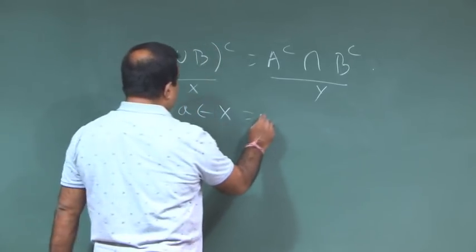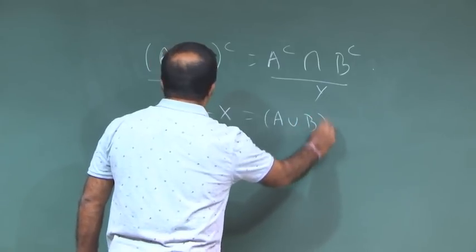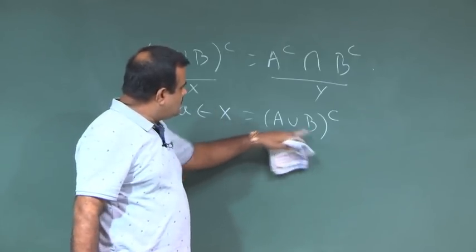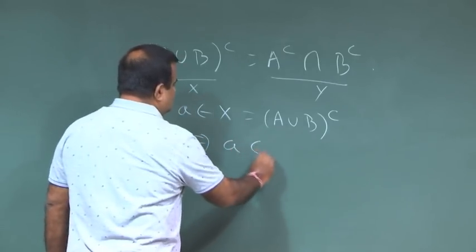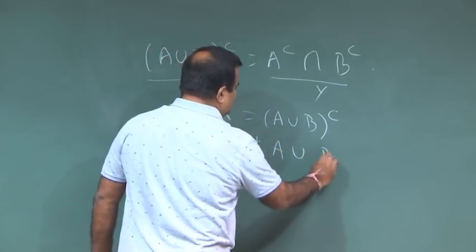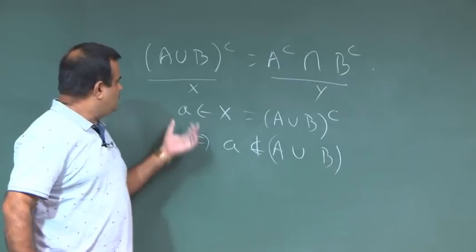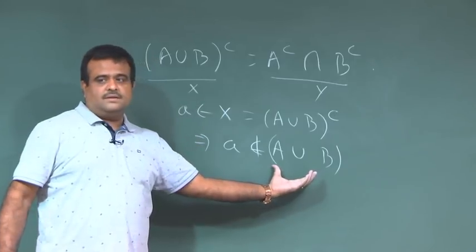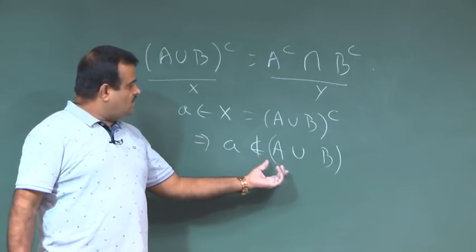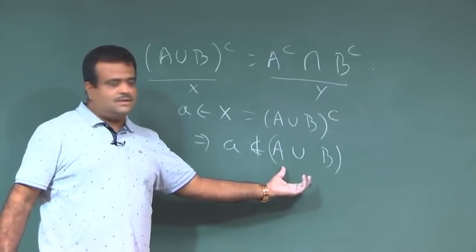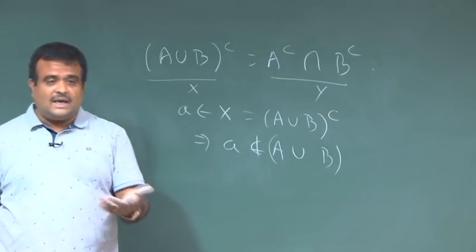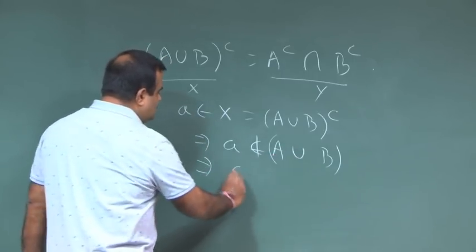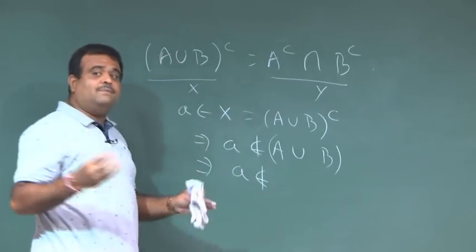So, x is basically the complement. Now, if a belongs to the complement, that means a does not belong to that set, that is the definition of the complement. So, if a does not belong to this set, which is a union, then a does not belong to one of them, otherwise a belongs to the union.